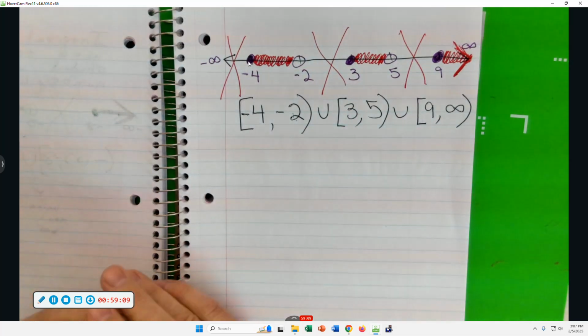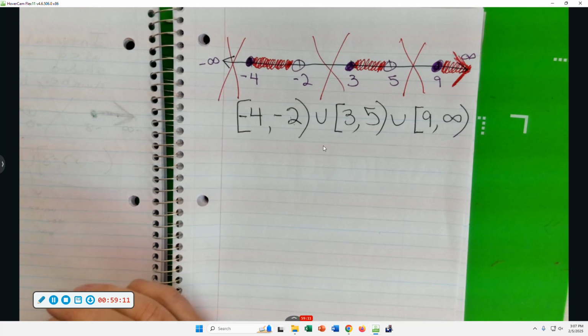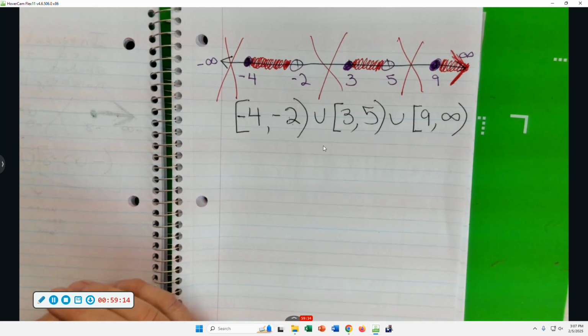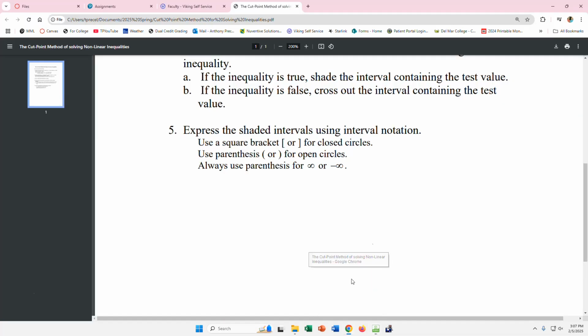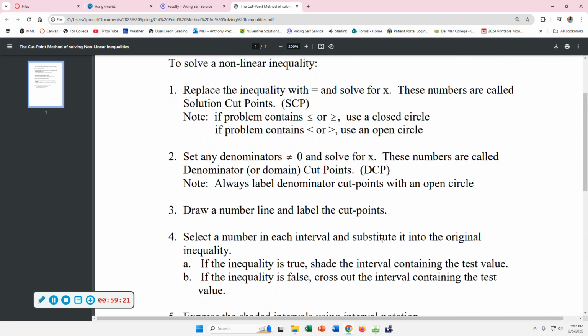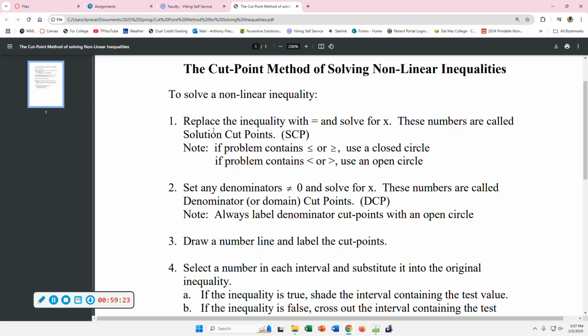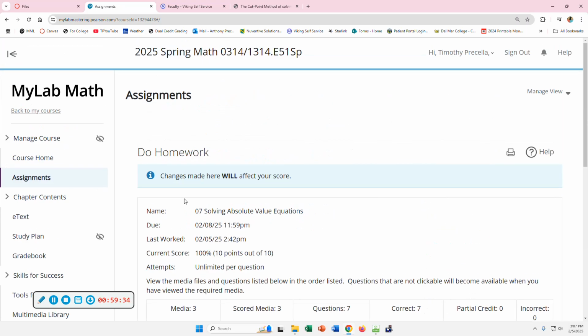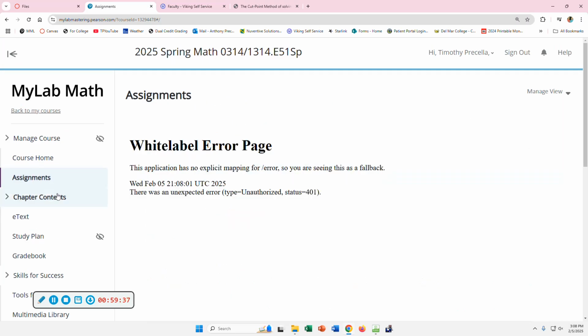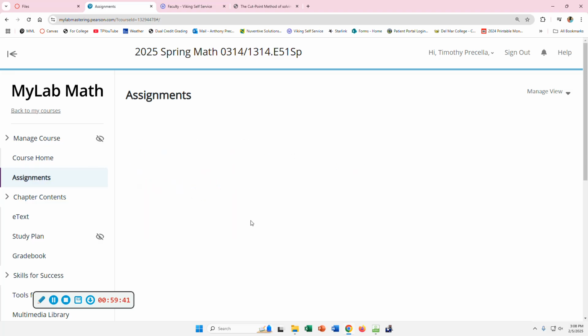You only use square brackets at closed circles. You only use closed circles at solution cut points, which we haven't gotten into, and where the inequality involves equality. We'll be discussing all of that on Monday, so you have something to look forward to. We've been solving equations; on Monday, instead of having an equal sign in the problem, suppose you have a less than, greater than, less than or equal to, or greater than or equal to. That's what we're seeing on Monday. Any questions there?